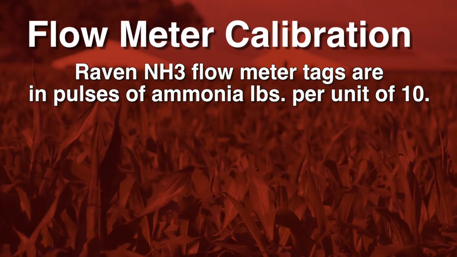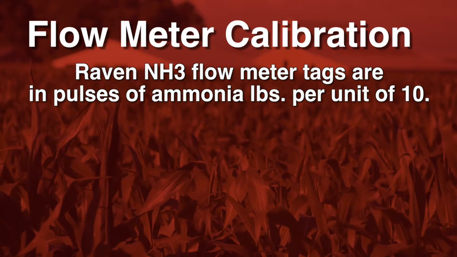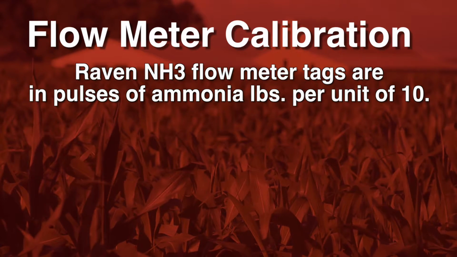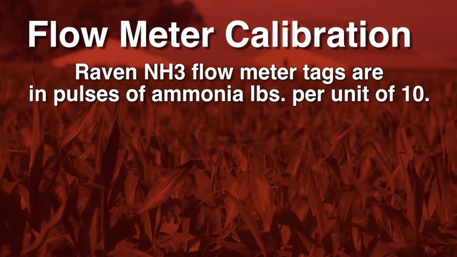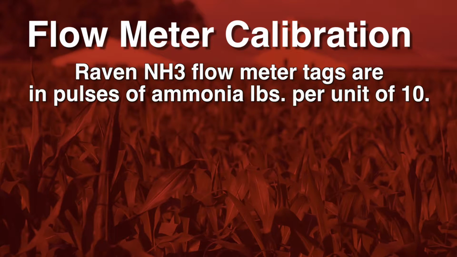If you are using a Raven flow meter for anhydrous ammonia, the tag value listed is in pulses of ammonia pounds per unit of 10. This number needs to be divided by 10, multiplied by 0.82, and multiplied by 5.2, which is your ammonia density.